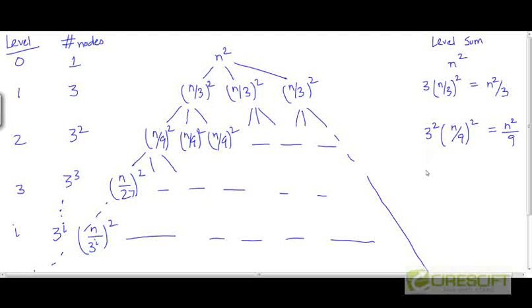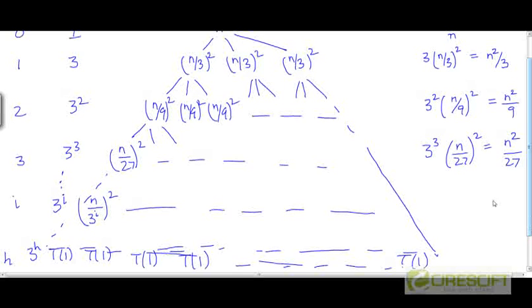At level 3, we will have 3 cube nodes, each with a cost of (n by 27) squared, and this will be n squared by 27. At level i, we will have 3 to the power i nodes, each with a cost (n by 3 to the power i) squared, and that will become n squared divided by 3 to the power i.